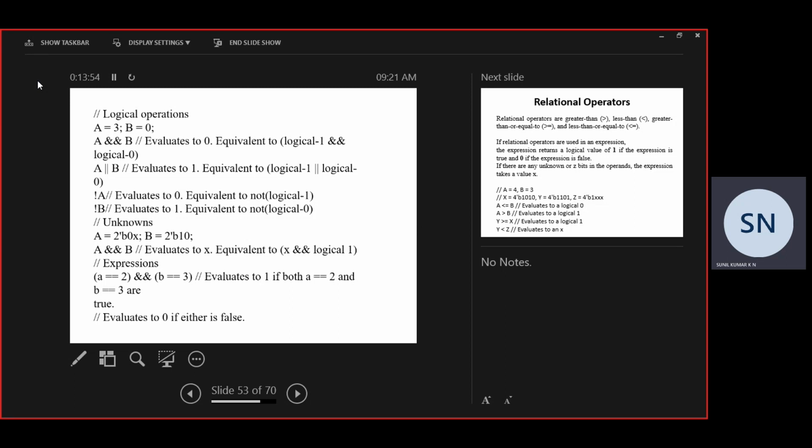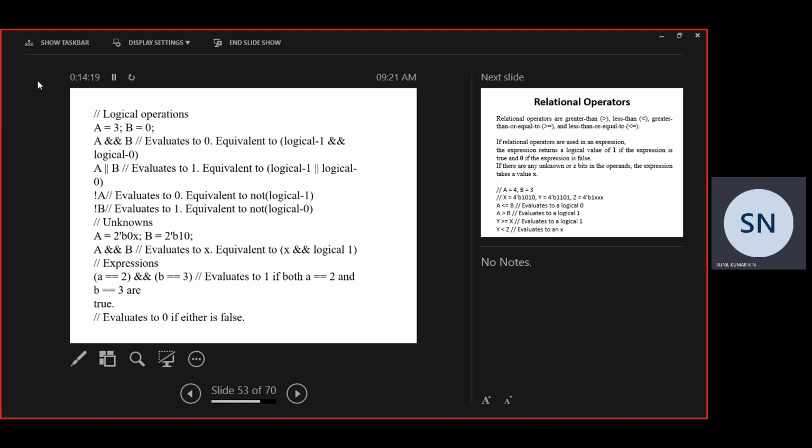So if unknown terms are there, as I told, the result will be unknown. A and B, so here you can see A is having one unknown term. So whenever you perform a logical operation or any arithmetic operation, if an unknown term is there, then the result of the corresponding operation will be x, unknown itself. So that is what here.